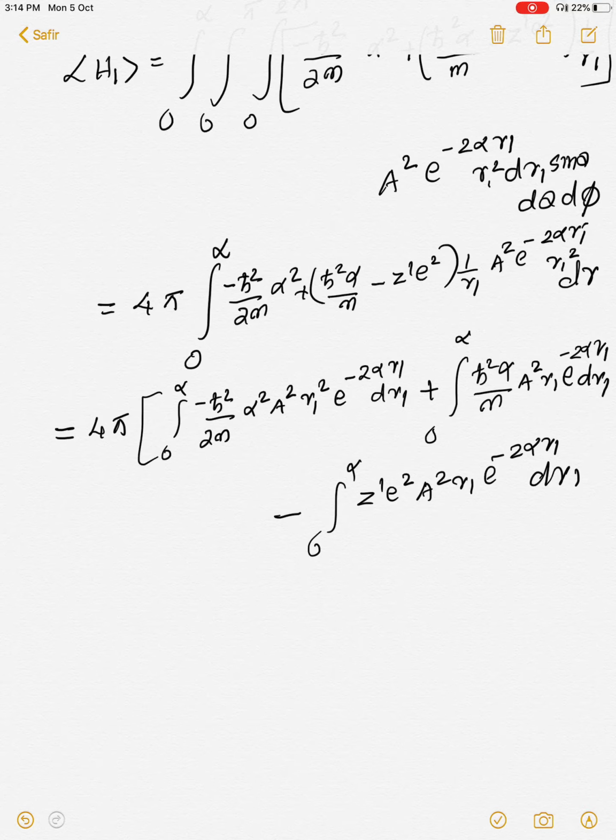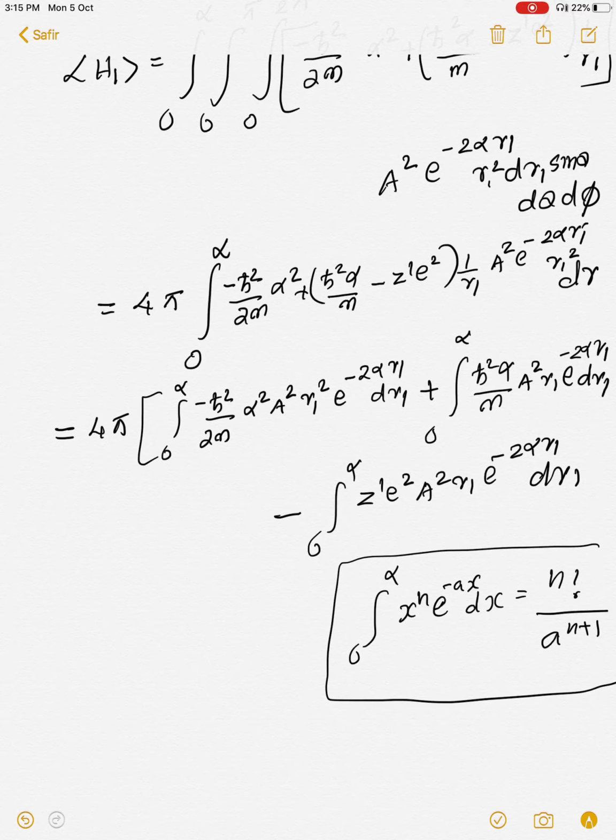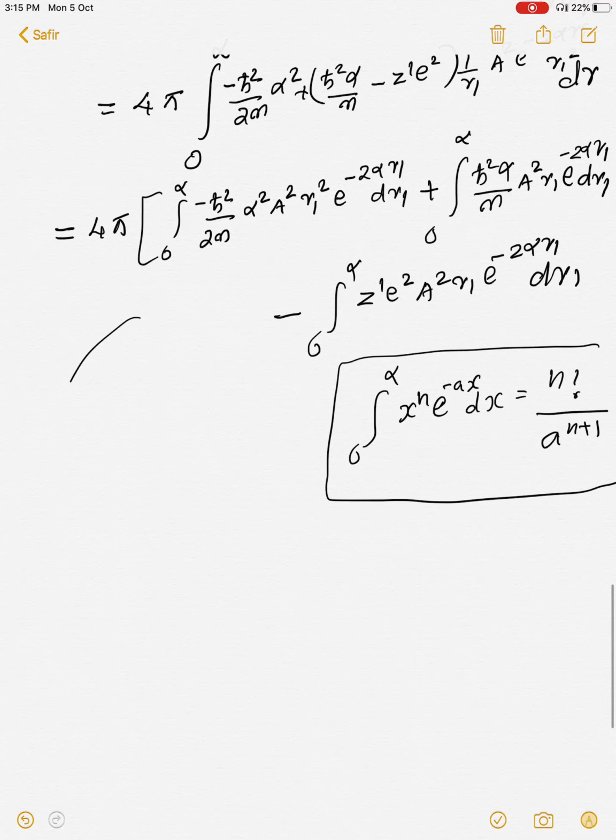Here I want to add a standard integration. Using the standard integral, you can do this whole thing. So what is the standard integral? The integral from 0 to infinity of x raised to n e power minus ax dx can simply be written as n factorial by a raised to n plus 1. Using this standard integral, I am going to do this step.